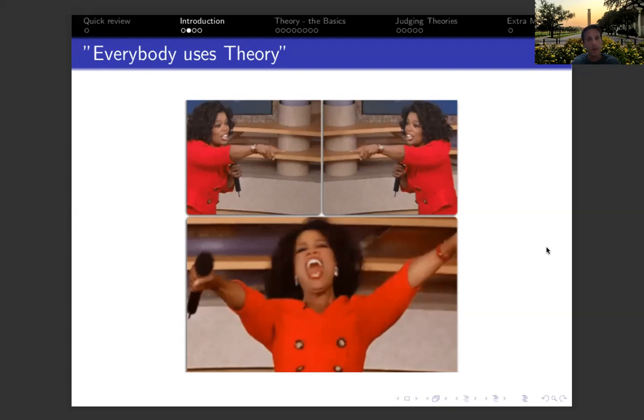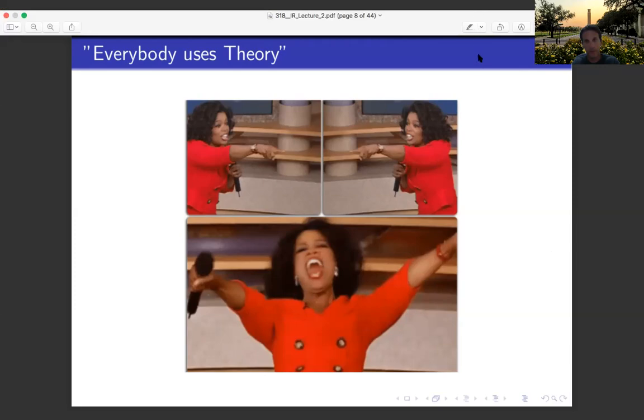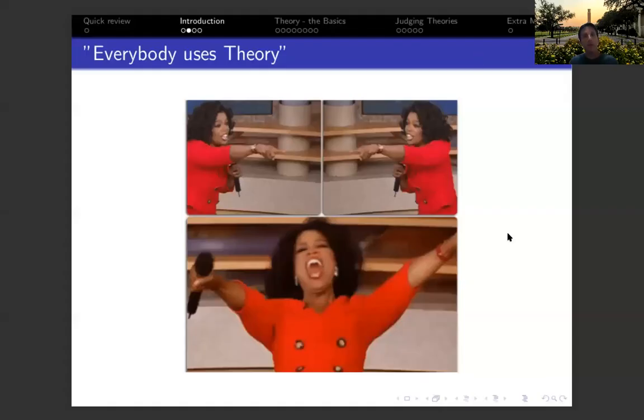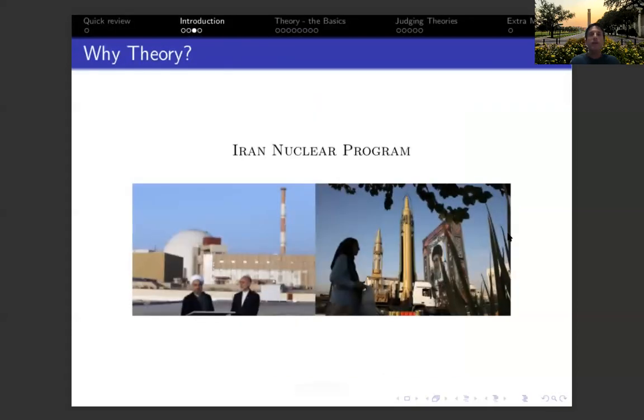Now, let's think about an example for that. Our example is going to be from our own area of this class. Let's talk about the Iranian nuclear program as an event that happened in the past, that's happening now, and we want to understand it using theory.